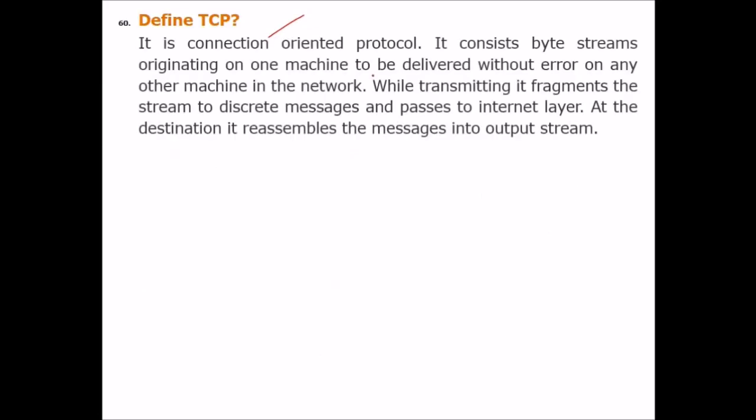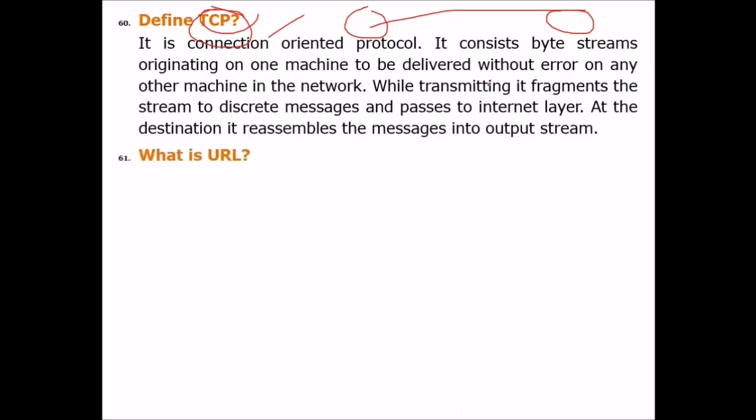Now, what is TCP? TCP is a connection-oriented protocol, Transmission Control Protocol. It allows a stream originating from one machine to be delivered without error on any other machine in the network. While transmitting, it fragments the stream into discrete messages and passes them to the internet layer, that is the IP layer, and at the destination it reassembles the messages into an output stream.